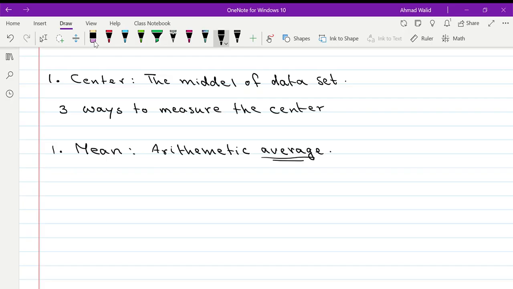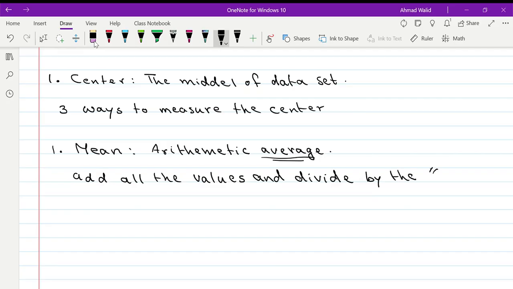Based on this example, let's create a formula. Even before that, I can write for you: add all the values, and divide by the number of values you added. Okay, this way you can find the mean.